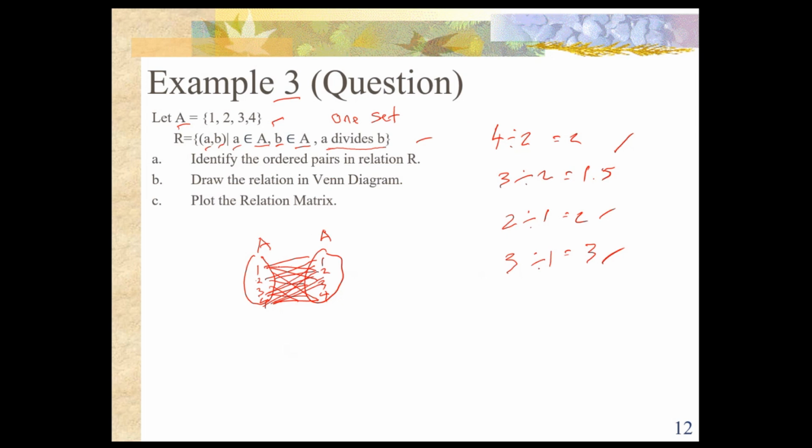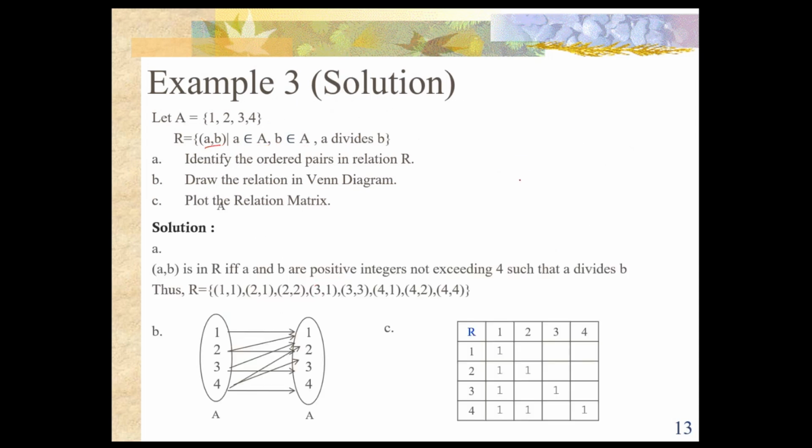You only keep the connections that fulfill the criteria a divides b. So you only draw the line. Here I just show you how we do the checking systematically. You draw the line if it fulfills the criteria. You don't draw the line if it doesn't fulfill the criteria. Okay, so this is how the answer looks. When you do the sketching somewhere else, you'll be able to identify all the relations.